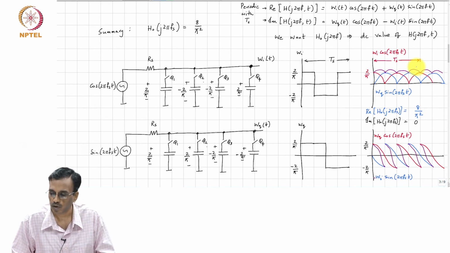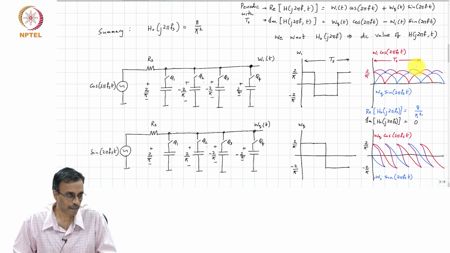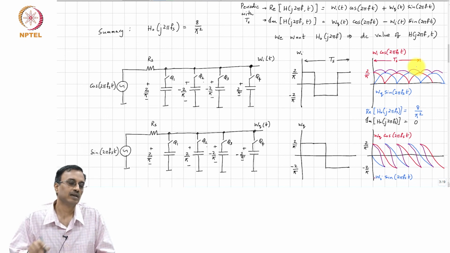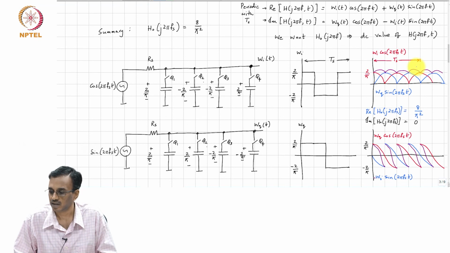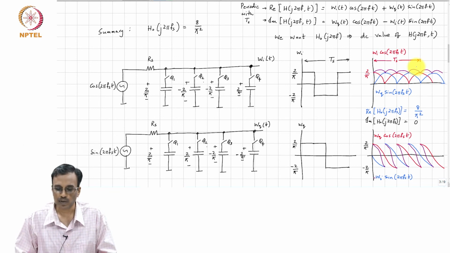So, even though the switches are opening and closing periodically with period Ts, the gain as far as VO is concerned behaves as if the system is varying at 4 times the sampling rate. So, that is one thing.